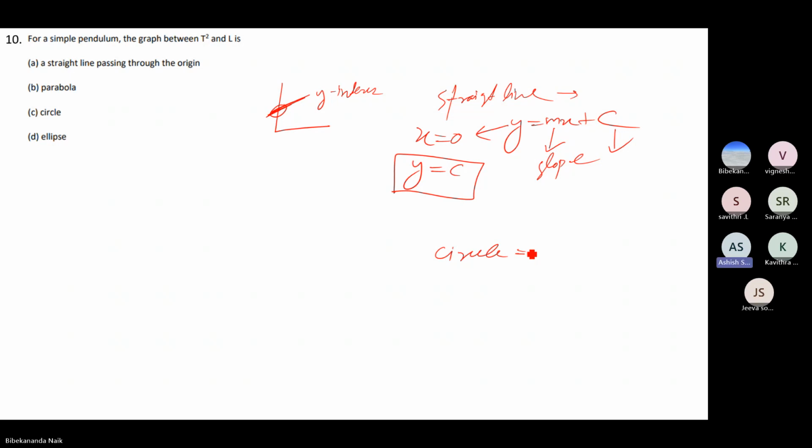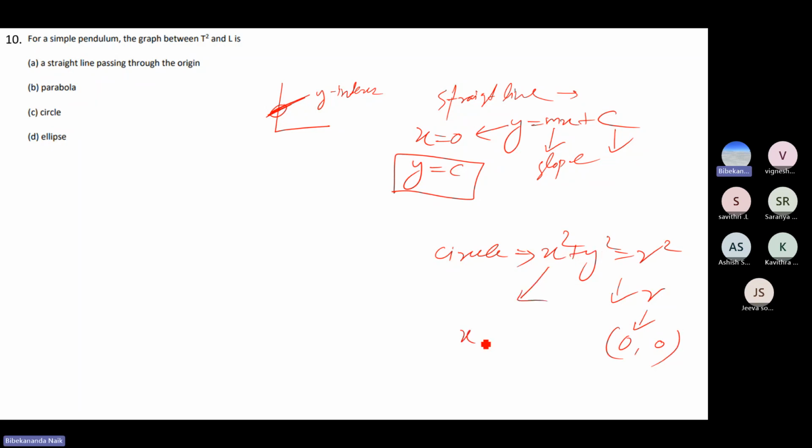Again, what is the equation of a circle? x square plus y square equal to r square, where r is the radius of the circle. Basically, this is the equation of a circle of radius r with its center at 0, 0. Because in generalized form, this is (x minus x1) square plus (y minus y1) square equals r square. Here x1 is 0 and y1 is 0.